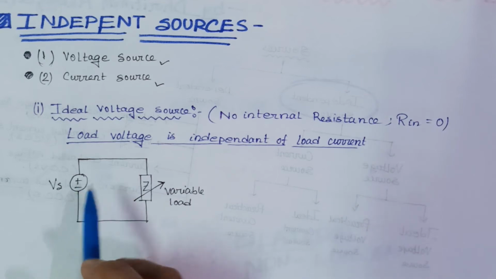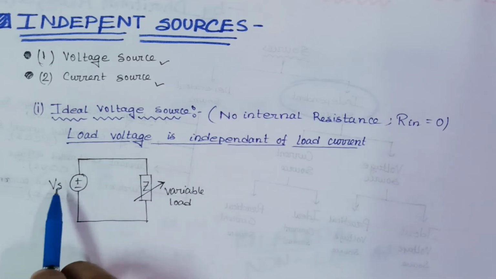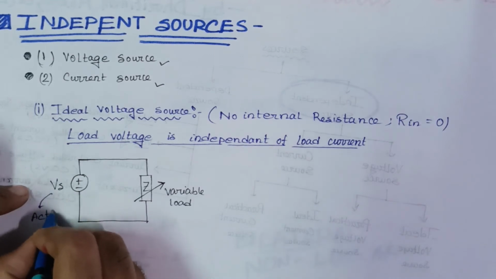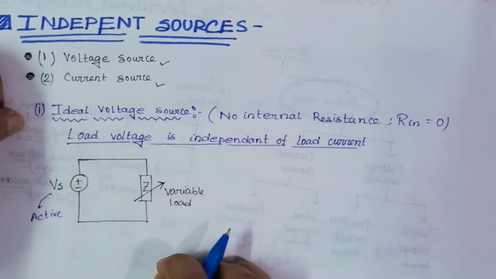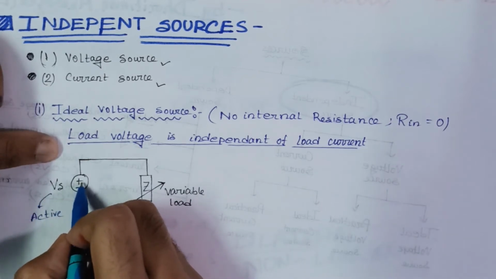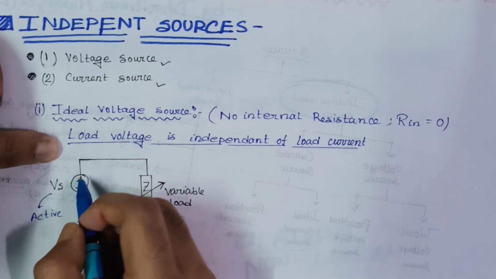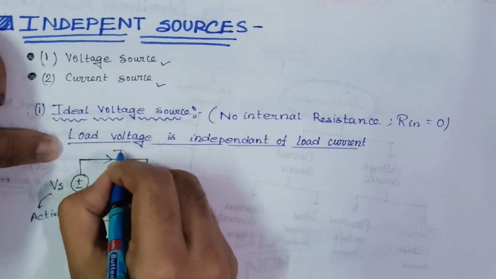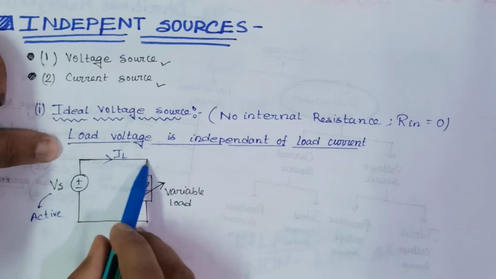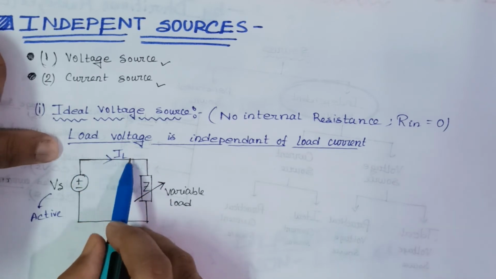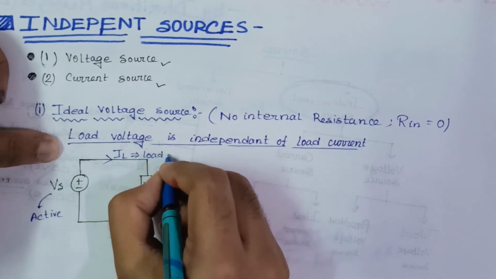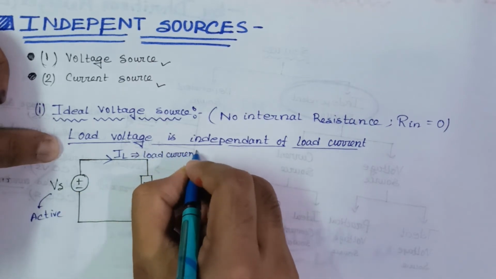Now see the polarity of this voltage source. Here is plus and there is minus. We know in case of an active element, this is certainly an active element. Why? Because a voltage source delivers power in the circuit, which means current will leave from this terminal. So this may be IL. Why? Because the source current is moving to the load, so this current may be known as load current. This is load current.